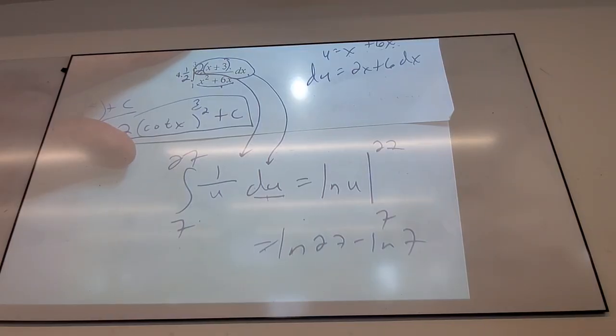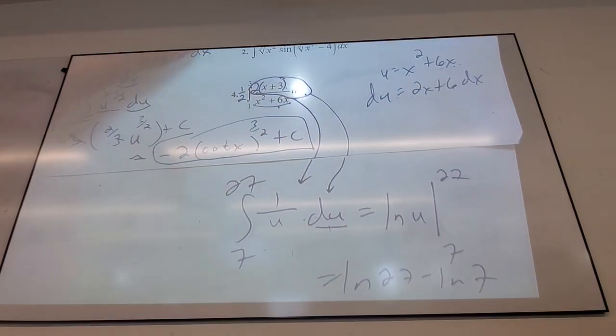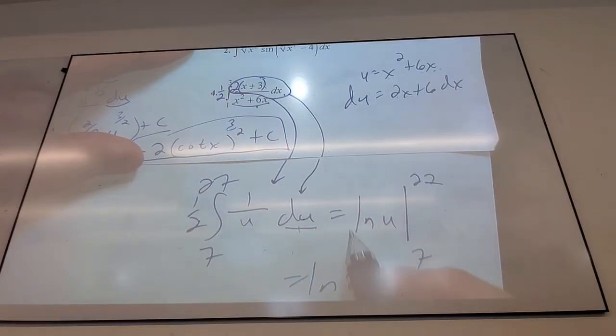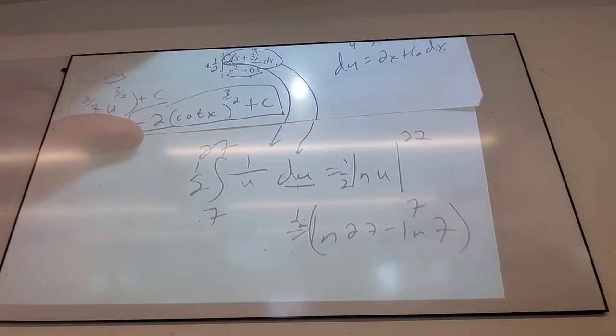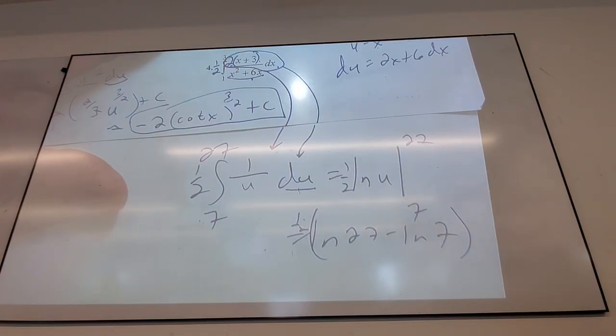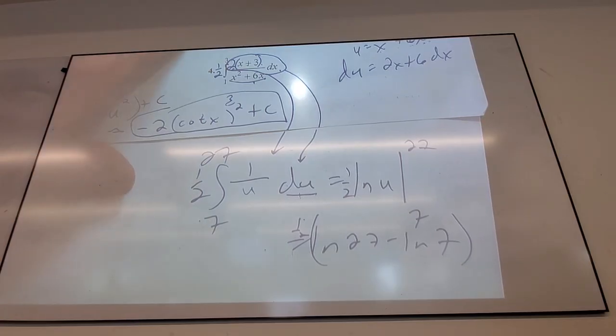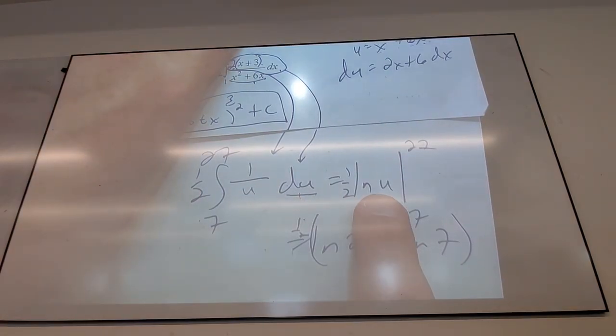What happened to our 1/2? Where did I leave it out? Oh, from the very beginning. Thank you. 1/2, 1/2, 1/2. So when it's a definite integral, you don't have to bring the x back as long as you change these numbers to tell you what u is doing. This here, of course, means evaluate this from 7 to 27.